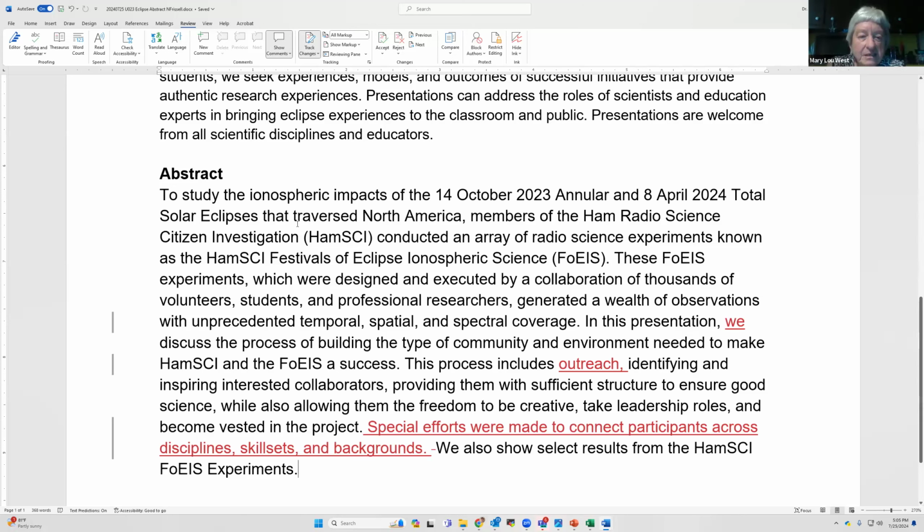All right, so there's one sentence: these experiments, which were designed and executed by a collaboration of thousands of volunteers. Thousands brings to my mind one thing, but if we say tens of thousands, it's another whole magnitude up, and that's what it was. It was at least 10,000, right? Can we say that?